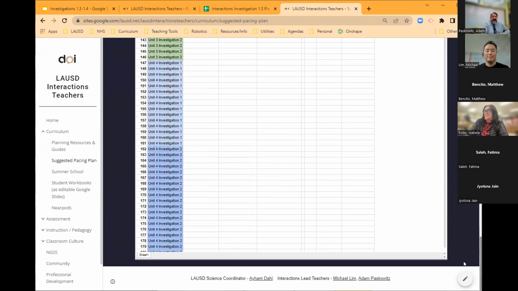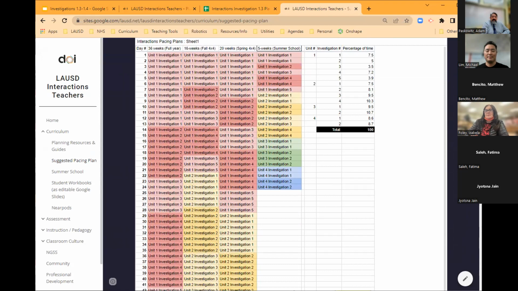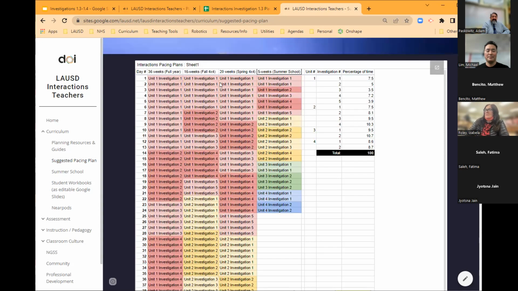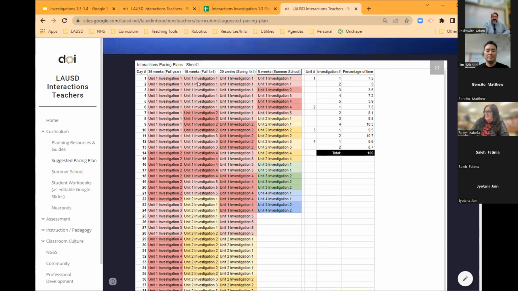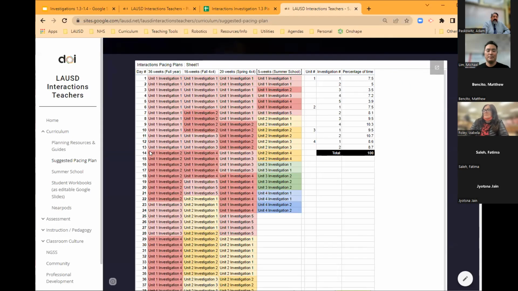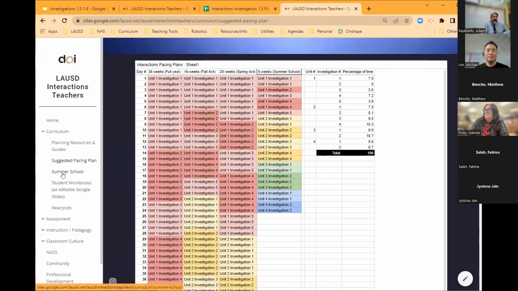So we have a 180-day schedule, a 16-week schedule. If you're on a 4x4, then your fall semester and your spring semester are very different from each other. Your spring semester is 25% longer than your fall semester for some strange reason. So we have a 16-week schedule if you're teaching it in the fall, and a 20-week schedule if you're teaching in the spring. And then we have a 5-week summer school schedule, pacing plan. So you can use this as a guideline, but don't feel that you are bound by it.